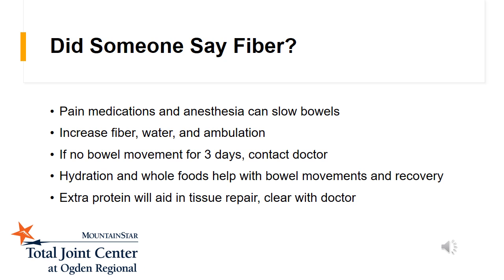Proper nutrition will also aid in healing. Include fresh fruits, vegetables, and increase your protein. There may be some health conditions that would be affected with increased protein, so ensure that it is approved by your doctor.